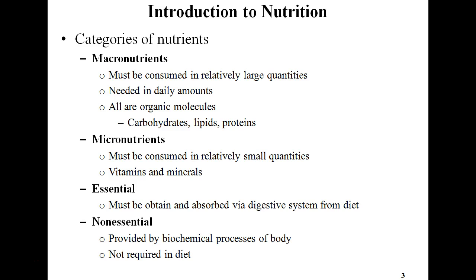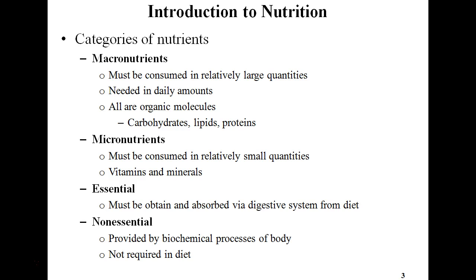Here we organize nutrients into subcategories. Macronutrients must be consumed in relatively large quantities. That means we need daily amounts of them, and we're talking about molecules such as carbohydrates, lipids, and proteins. And in the last few sections of the digestive system, we talked about how those molecules get broken down.